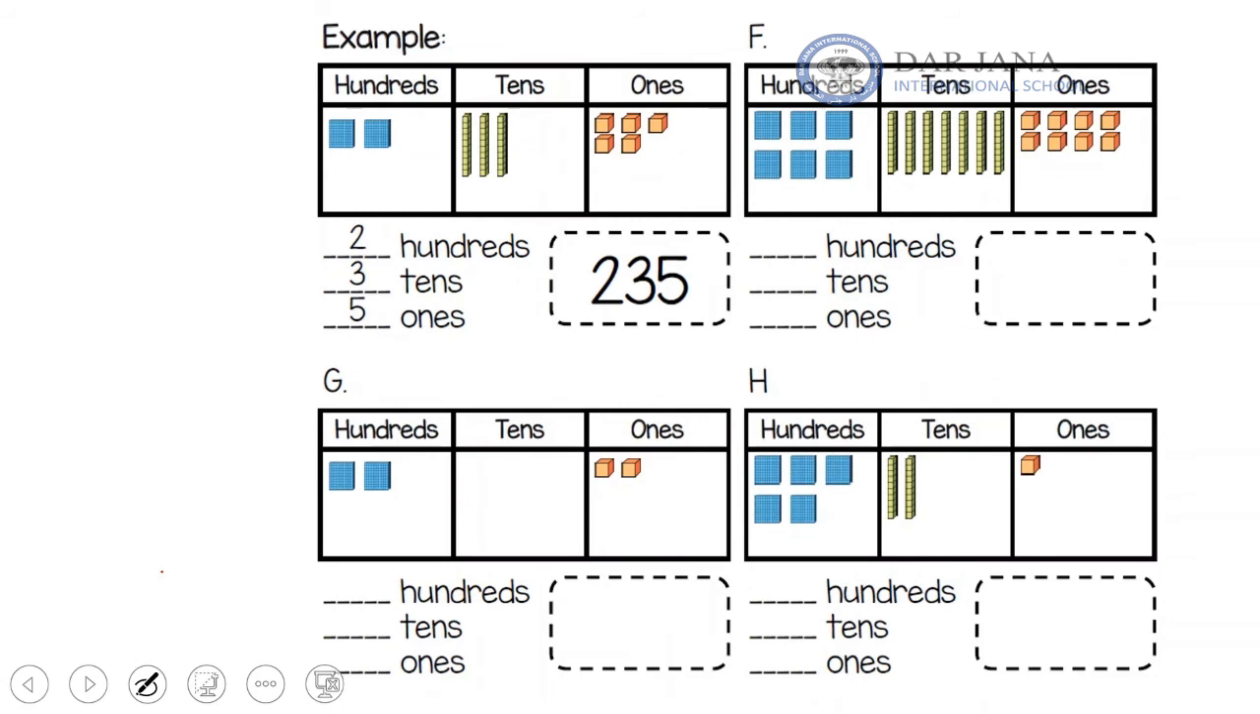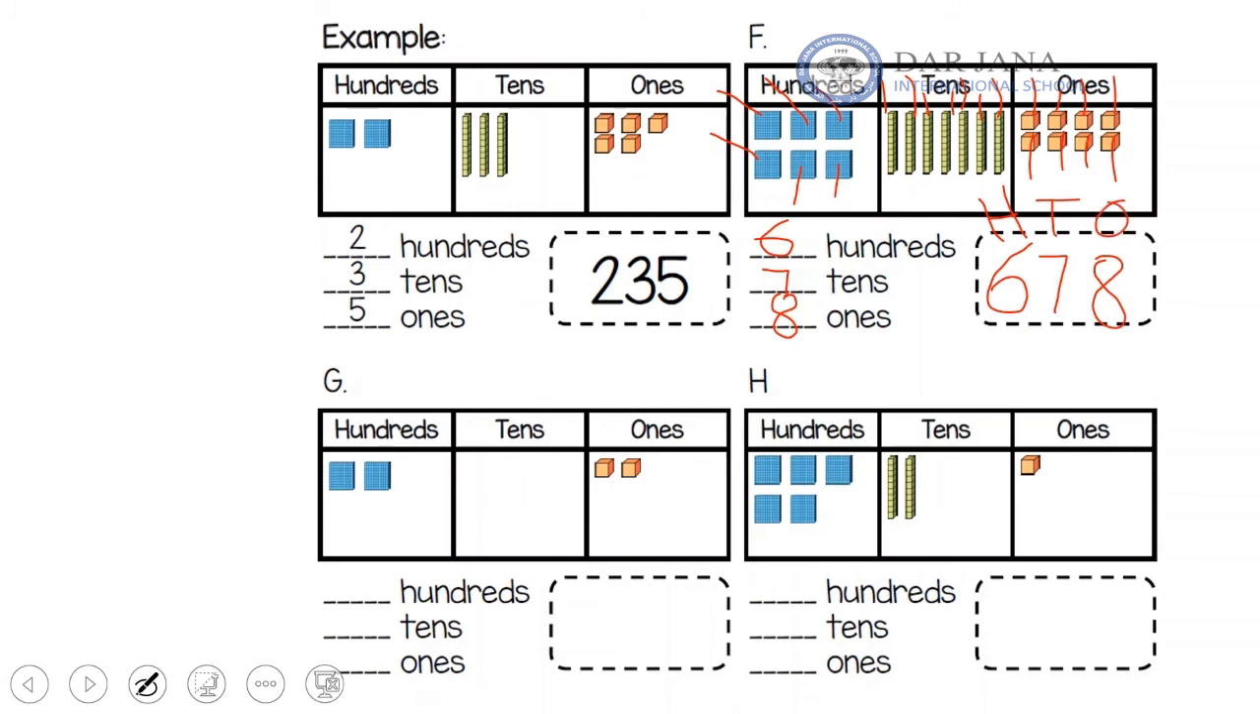Let's count the hundreds. 1, 2, 3, 4, 5, 6. You have 6 hundreds. How many tens do you have? 1, 2, 3, 4, 5, 6, 7. 7 tens. How many ones do you have? 1, 2, 3, 4, 5, 6, 7, 8. So you have 8 ones. When you put 6 hundreds with 7 tens with 8 ones, what do you have? 678. Remember, the order is very important. You have to put the hundreds, then the tens, then the ones.